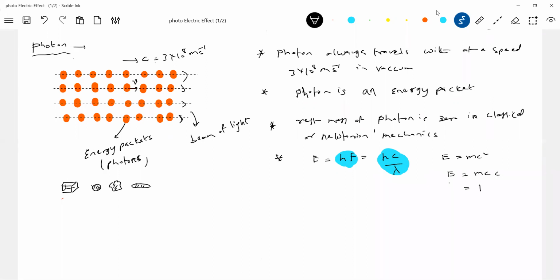mc we can write as mass into velocity, which is momentum, and energy we can write as hc by lambda. So what is the momentum of photon? It is given by h by lambda. Like this, we define the energy of photon, and this is the linear momentum of photon.